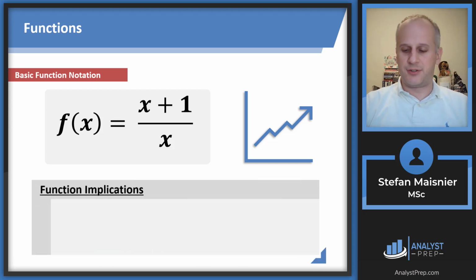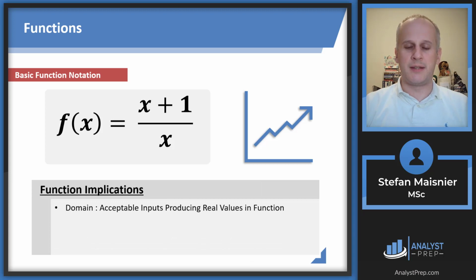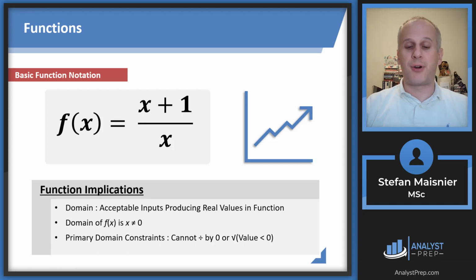Now, what are the implications of this? First, understand what domain means. Domain is going to be the acceptable inputs that produce real values in the function. So for this function, the domain is x cannot equal 0, because if x is equal to 0, then we end up with 1 divided by 0, and we know that dividing by 0 produces a non-real result, a non-real quotient of infinity. So the primary domain constraints that you're going to encounter with functions are that you cannot divide by 0 and you cannot square root a value that's less than 0. Because if you square root a negative, again, you're going to get an imaginary number, and the GMAT only deals with real quantities that can be expressed on the number line.